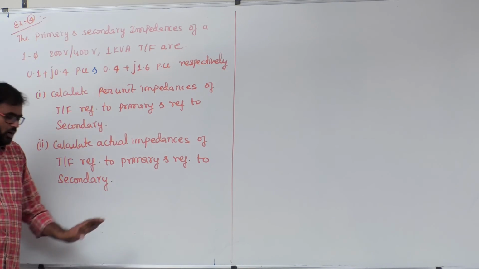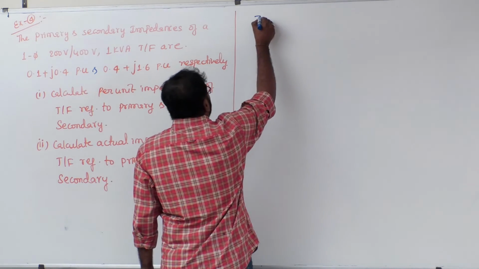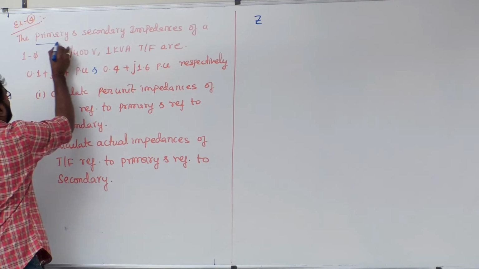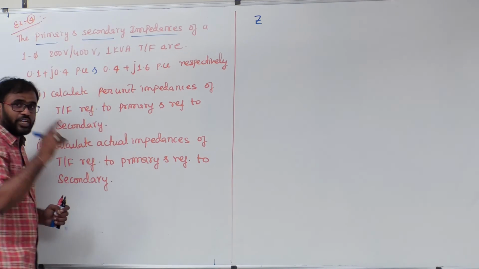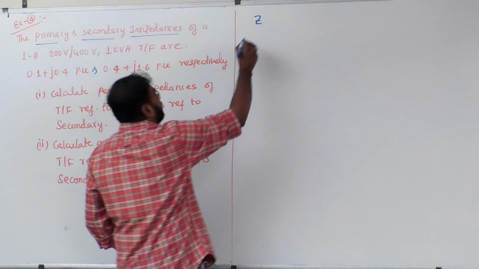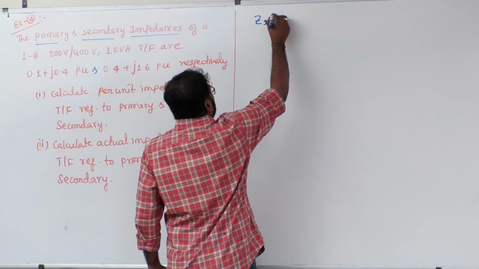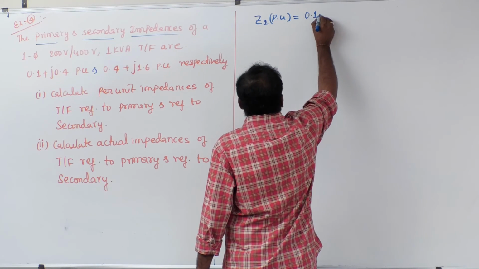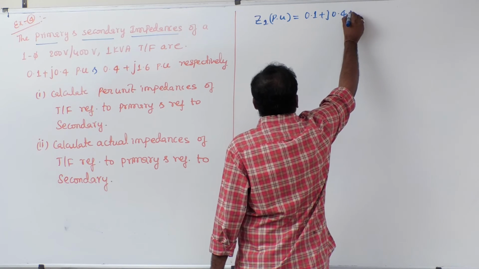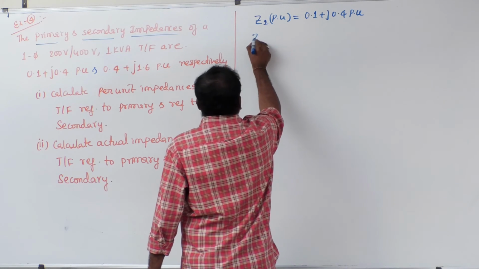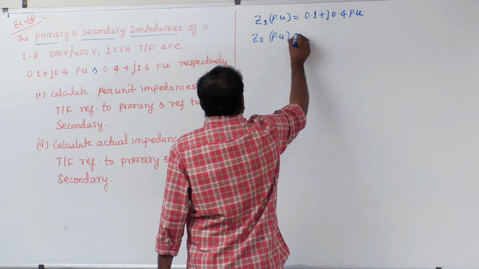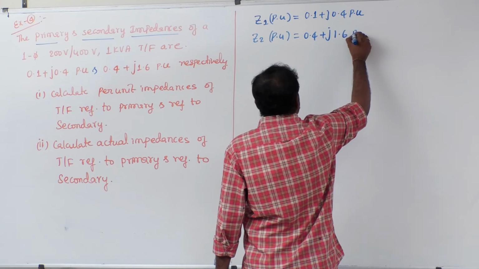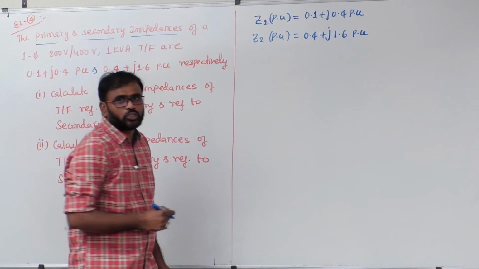That is the question. But what is given, sir? Sir, he has not given Z01 and Z02. What is given? The primary and secondary impedances Z1 and Z2 are given. But careful, Z1 in per unit form is given. What is Z1 in per unit form? 0.1 plus j0.4 per unit. And what is Z2 in per unit form? 0.4 plus j1.6. That is also in per unit.